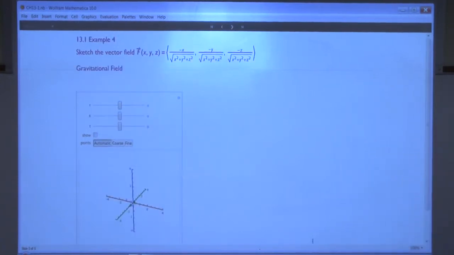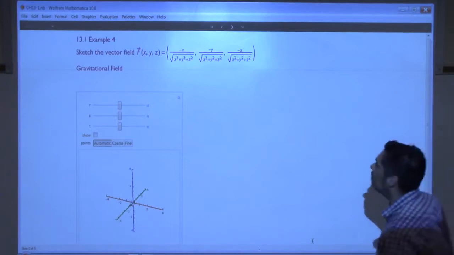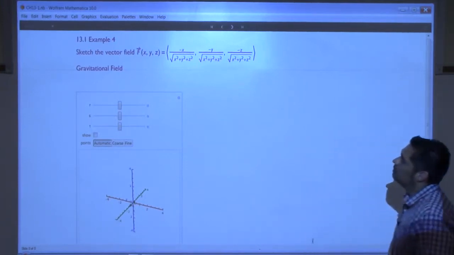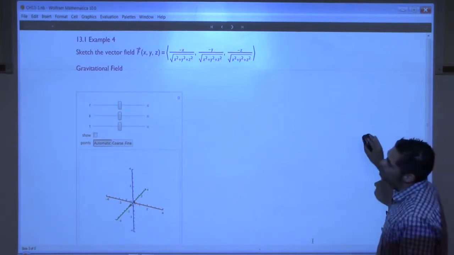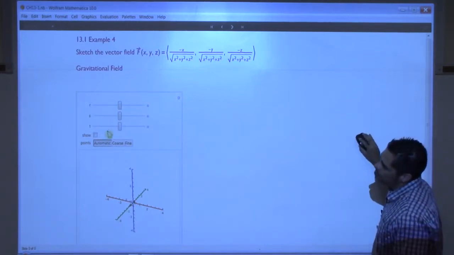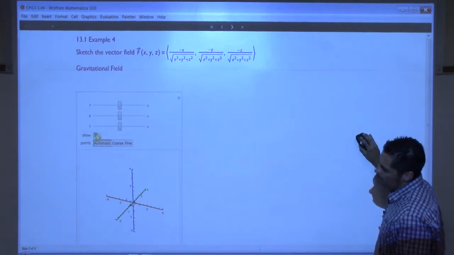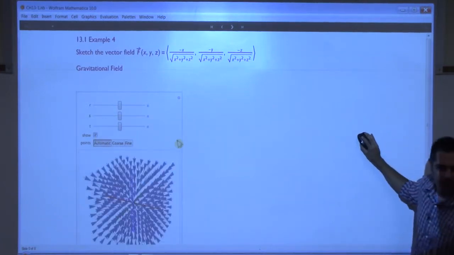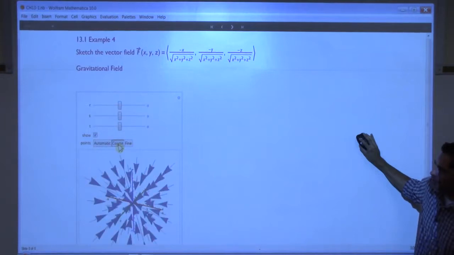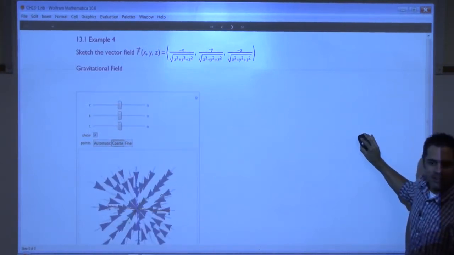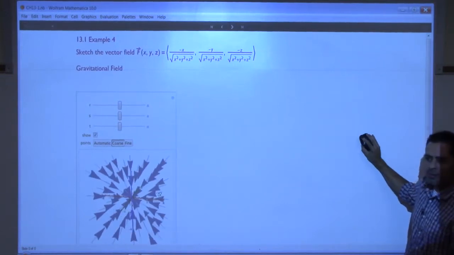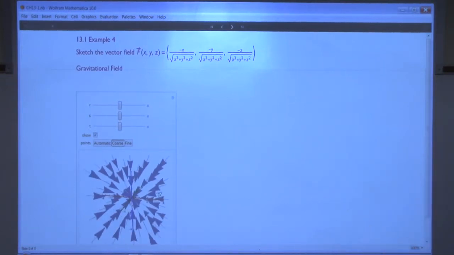Okay, here's an example of a vector field, a pretty famous one. Let me show it to you. Where are they all headed? They all look like they're headed towards the center, right? Towards the origin, 0, 0, 0. This is a good example of a gravitational field.